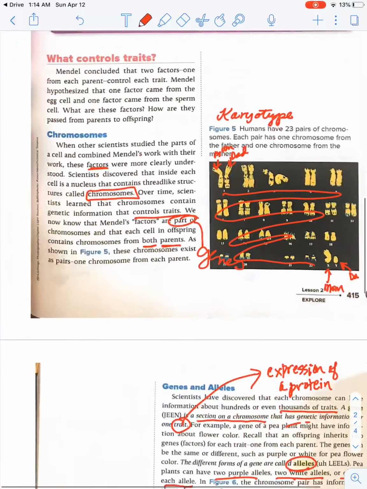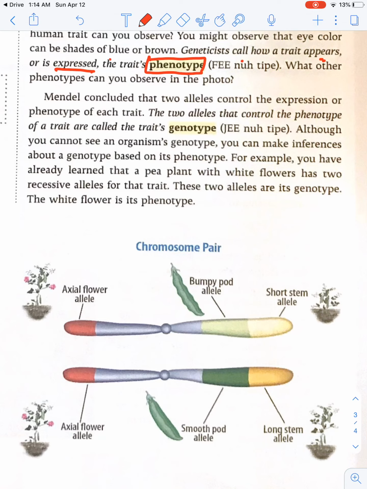Let's go back. Mendel concluded that the two alleles controlled the expression or phenotype of each trait. The two alleles that control the phenotype of a trait are called the trait's genotype. Although you cannot see an organism's genotype, you can make inferences about a genotype based on its phenotype. For example, you've already learned that a pea plant with white flowers has two recessive alleles for that trait. These two alleles are its genotype. The white flower is its phenotype.